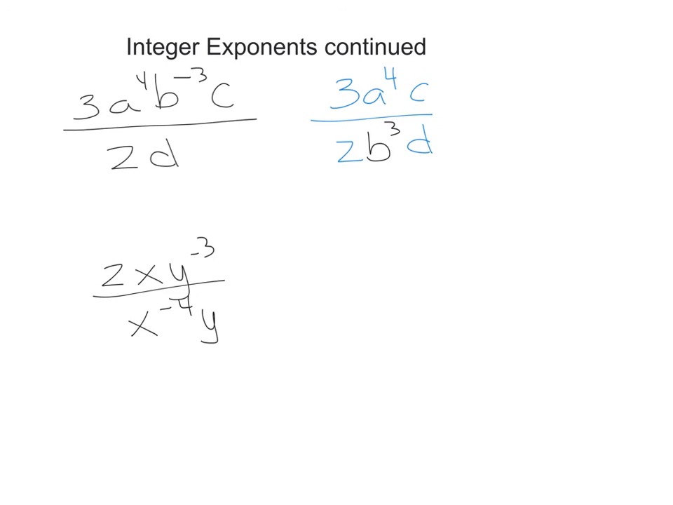In this problem, 2xy to the negative third over x to the negative fourth y, we have two things that need to move. The y to the negative third is going to go to the bottom, and the x to the negative fourth is going to come to the top. Now this looks really funny because x to the fourth needs to be simplified. x is like x to the first power, so when we multiply we add the exponents, so that becomes 2x to the fifth, and on the bottom, y to the first times y to the third is y to the fourth.